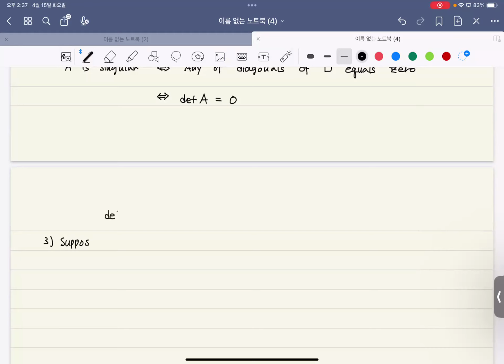So we are about to prove that determinant of A times B is determinant of A times determinant of B. This is what we are supposed to prove, and we consider 2 cases. Suppose that B is a non-singular matrix. In other words, B is an invertible matrix, so determinant of B is non-zero.